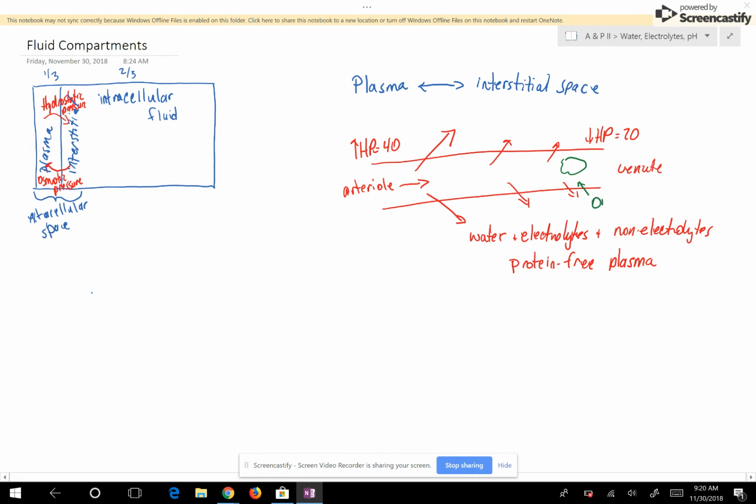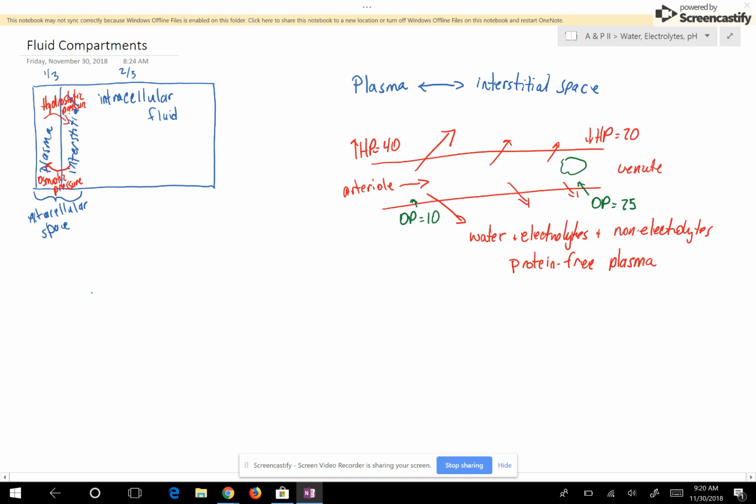So you're going to have an osmotic pressure. It's called the pressure from osmosis, and that's going to be about 25 here on the venule end. So a little bit of fluid is going to go back in. Over here on the arterial end, you're not going to have much of an osmotic pressure. So the osmotic pressure is very low down here on the arterial end. So it's going to be something like, let's say 10.